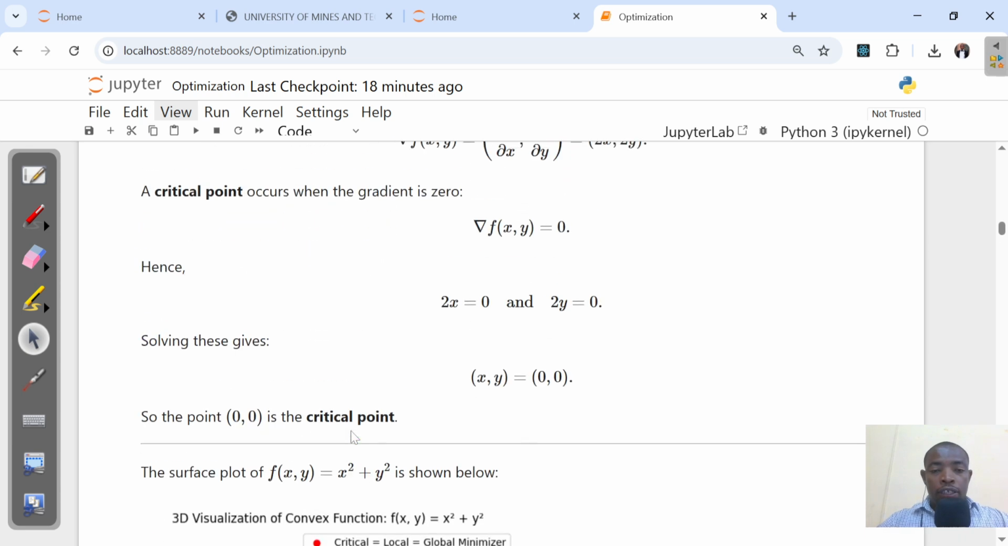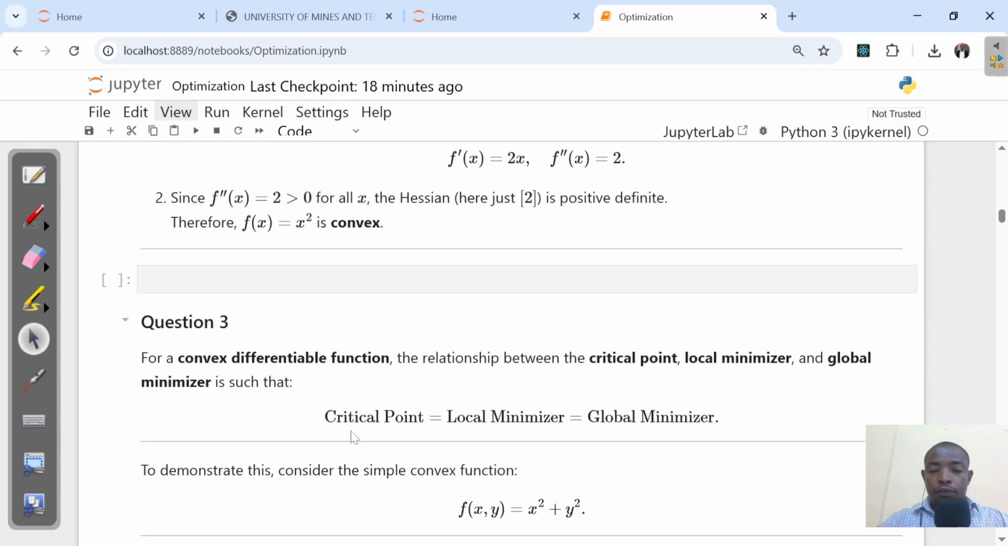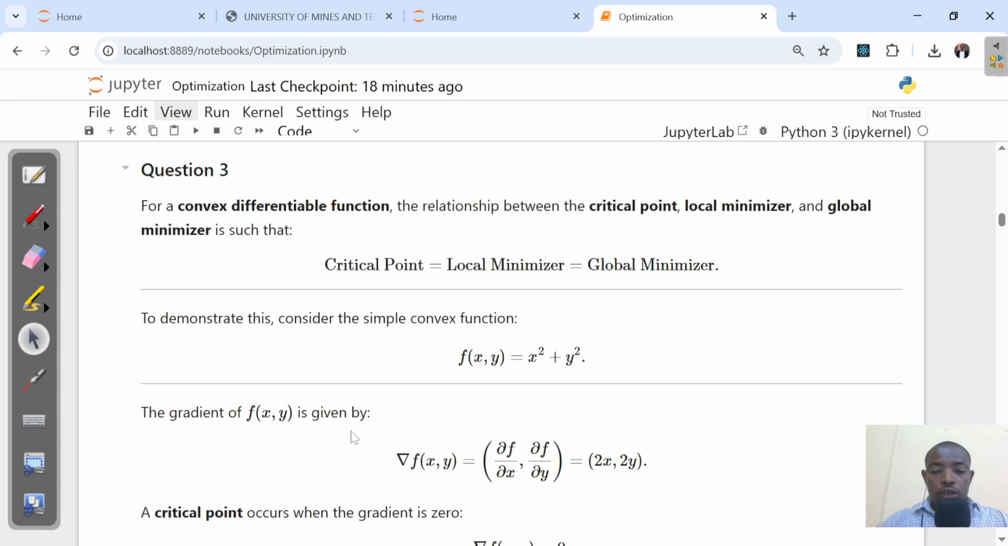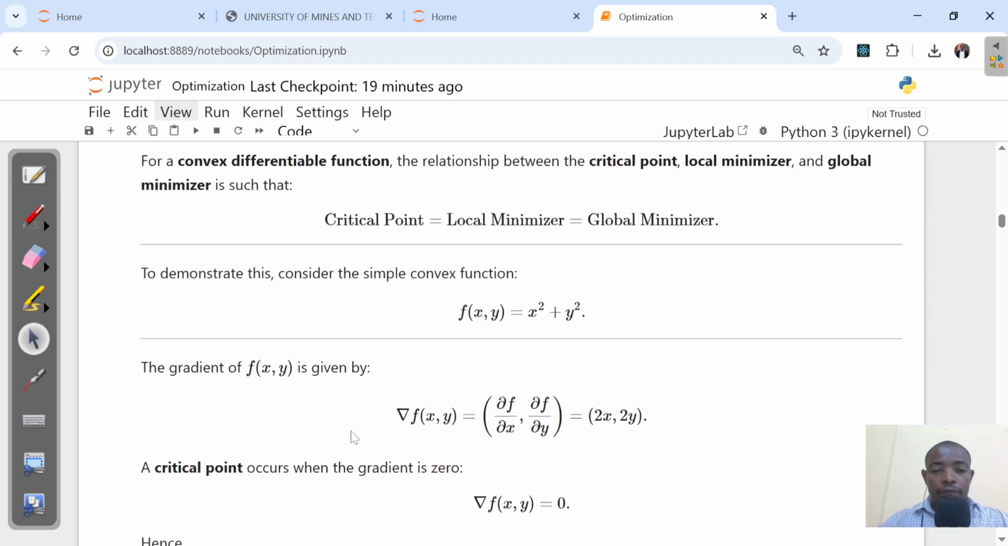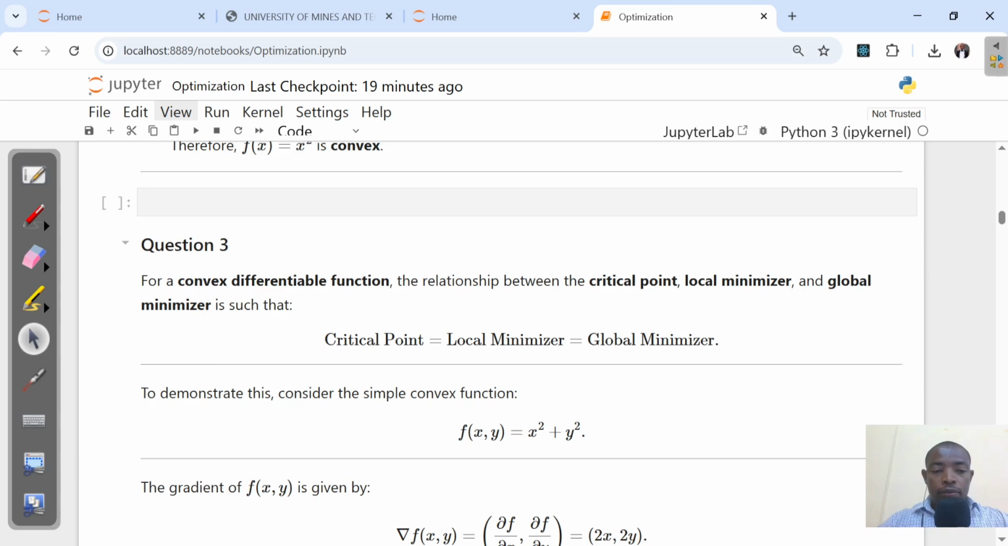And I believe to explain the concept of critical points, local minimizer, and global minimizer, it was necessary to have a plot so that the explanation becomes a little bit easier. So in the solution, what I have here is for a convex differentiable function, the critical point is equal to the local minimizer, and it is also equal to the global minimizer.